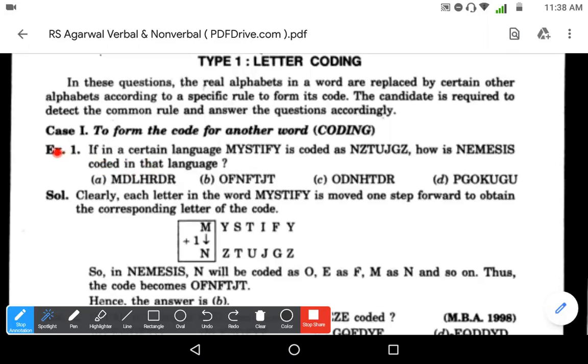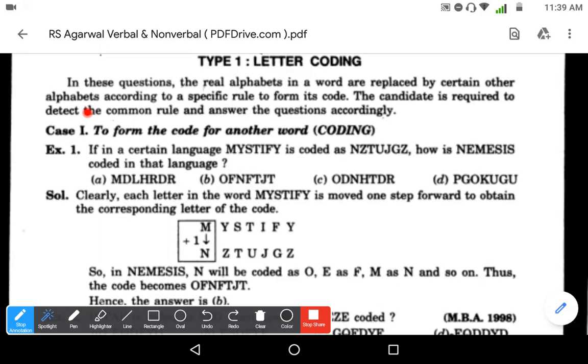Okay, so firstly we will see the case. In these questions, the real alphabets in a word are replaced by certain other alphabets according to a specific rule to form its code. The candidate is required to detect the common rule and answer the questions accordingly. I will be sending this PDF also. This PDF will help you in a very long way. So let's understand what this letter coding is. They will give us certain letters, and those will be coded in different letters. So we have to understand the common rule that has to be applied in these codings, and then we have to solve the answer.